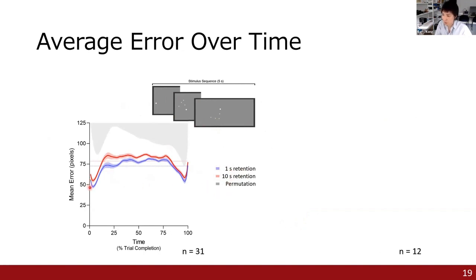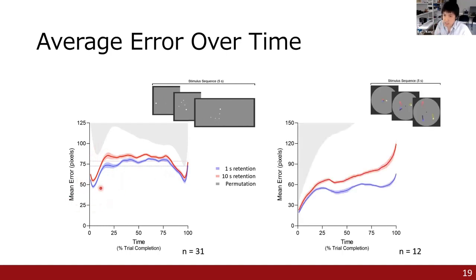You can see with 1 second, they are a lot better, but mostly in the beginning of the trial. When you increase the set size to 3, like in the example I showed you, the big difference happens at the end of the trial between 1 and 10 seconds. So this method allows us to look at things like how visual working memory changes across time.